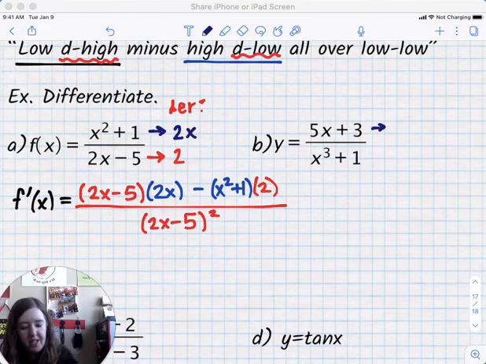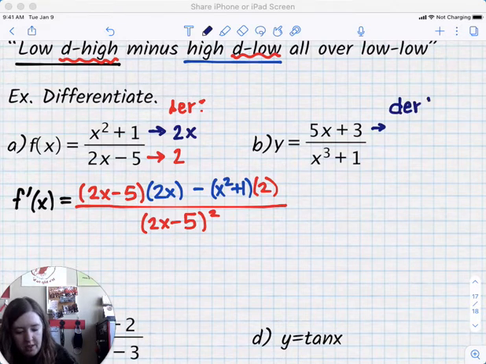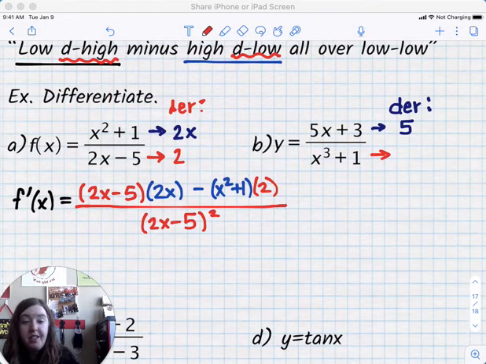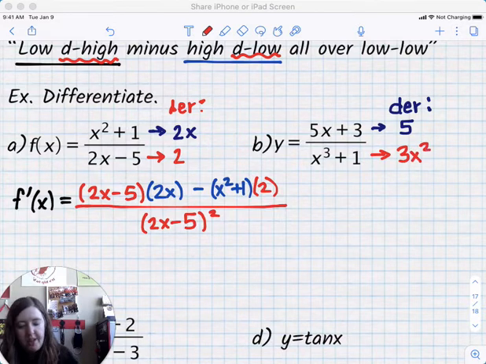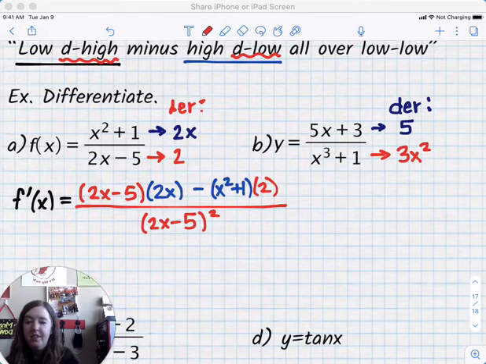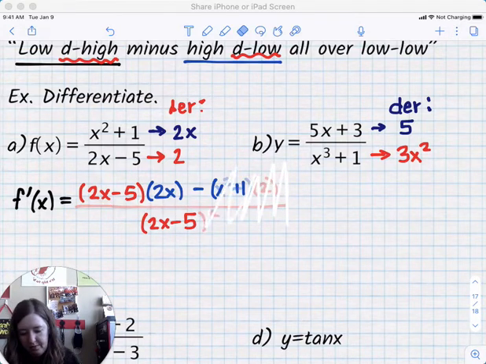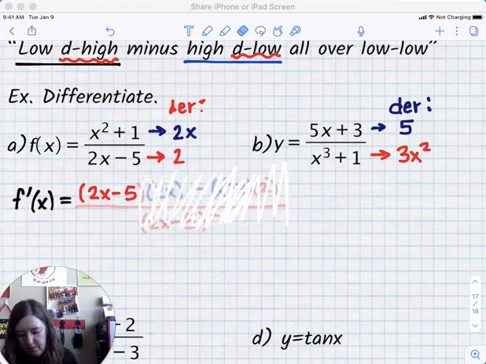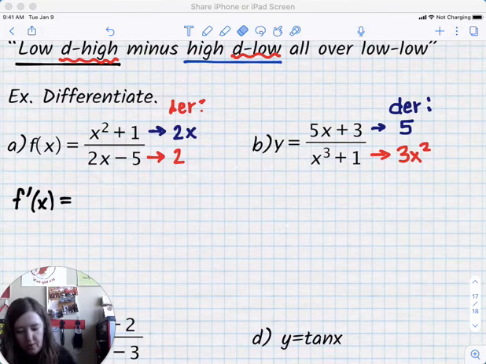Okay, on this next one, let's find the derivative of the top and the bottom first. So 5x plus 3, the derivative of that is going to be 5. For x cubed plus 1, the derivative of that is going to be 3x squared. I hope you have A written down because I need to erase it so I have enough room for B.